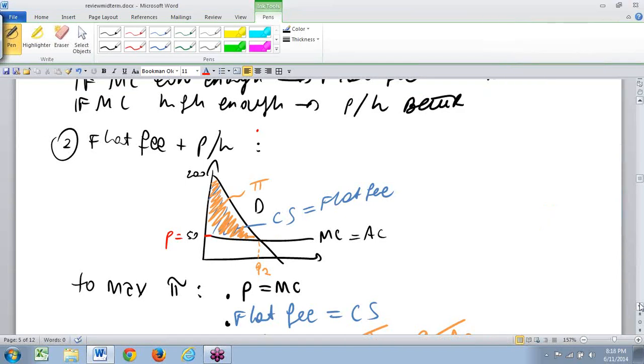So again, whenever you want only a flat fee, you are going to set a price of 0 and the flat fee will be equal to the consumer surplus. When you want only a price per hour, you do the usual analysis, marginal cost equal to marginal revenue. And when you want to mix the two pricing schemes, then you take price equal to marginal cost and the flat fee equal to the consumer surplus. Okay? Questions?